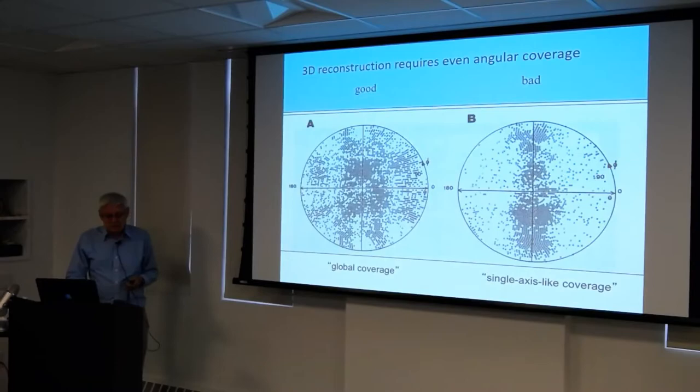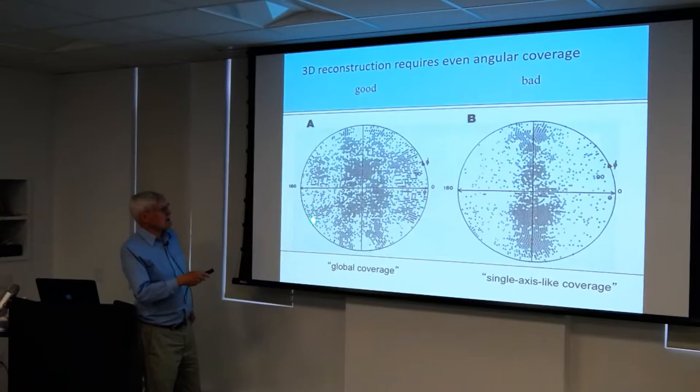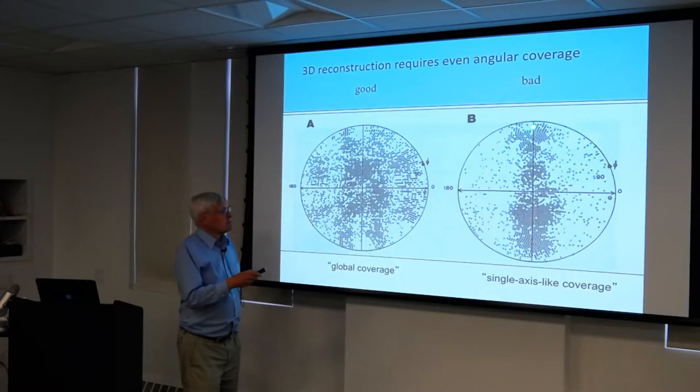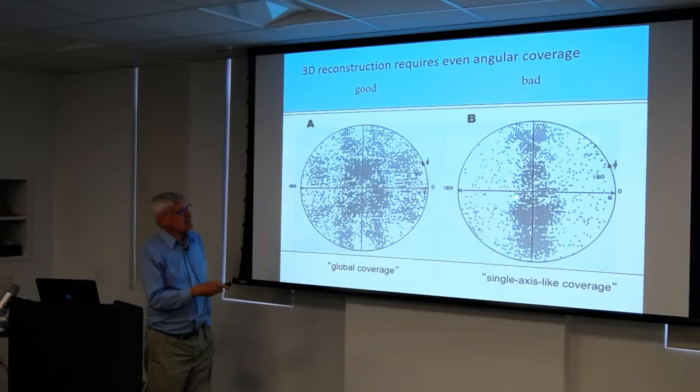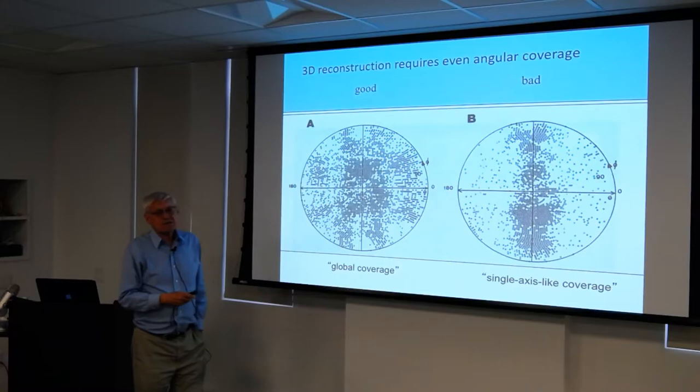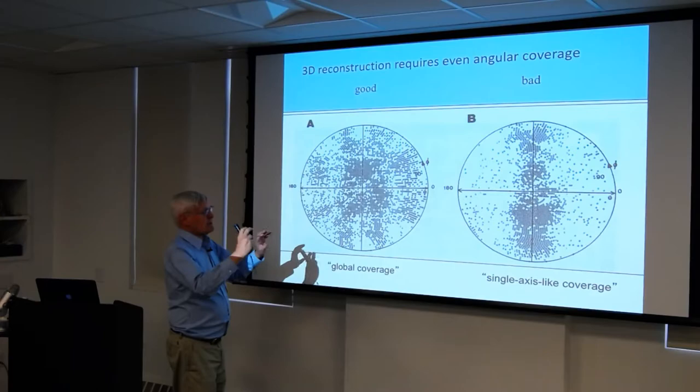So here's an example of global coverage. You see that there's a lot of congestion here at the poles, but in general there's something everywhere. There are no major gaps. Here, this is an interesting case where there are major gaps, very huge gaps. However, it is still acceptable in a sense that it is a coverage that is like tomography. It is as if you had a particle and then tilted it around a single axis.